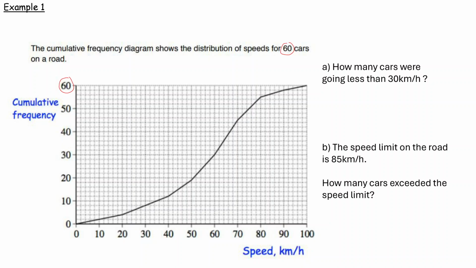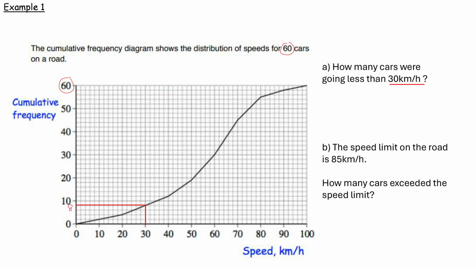So 30 kilometers per hour is here on my graph. We draw a line going upwards to our curve, and then we read across over to here. Okay, that's not very accurate. It should be bang on there. There we go. So this reading here, going up in increments of 2, 2, 4, 6, is going to have a value of 8.